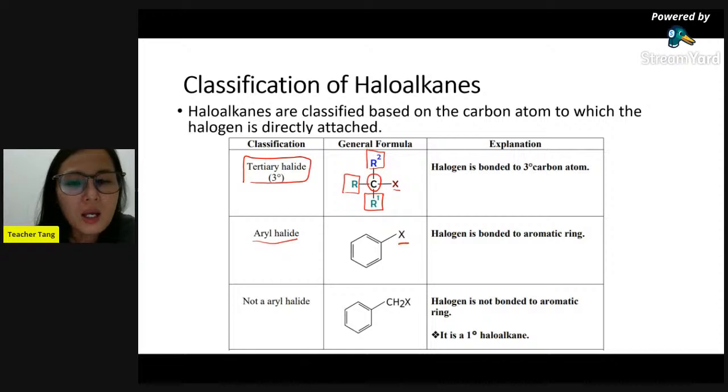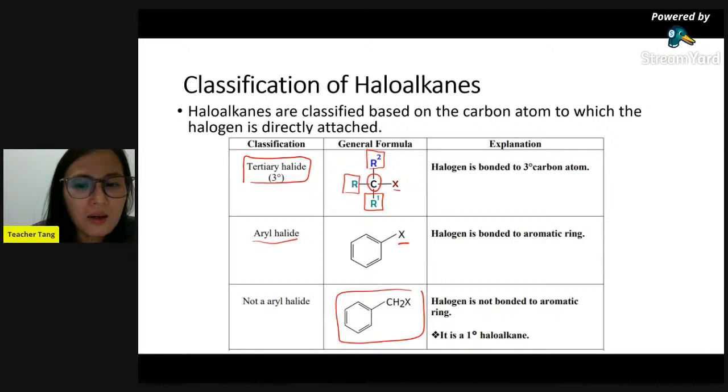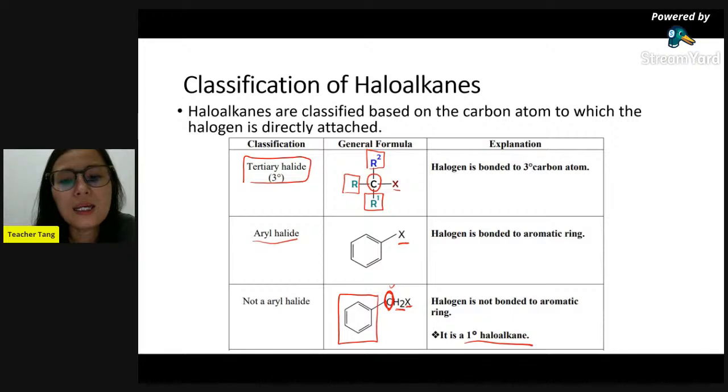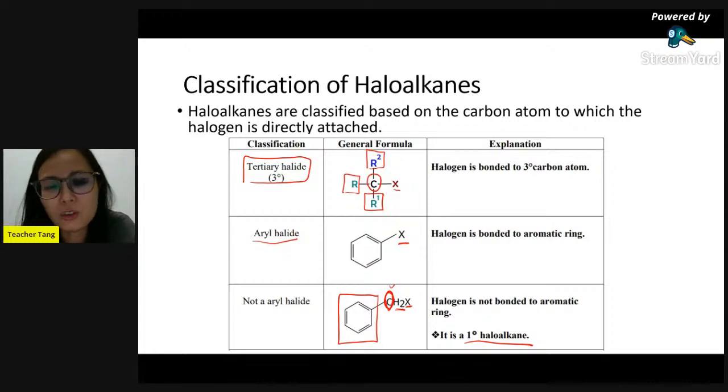However, look at this. This is not a real aryl halide. Where is your reference carbon? This is the carbon bonded to the halogen. This carbon has 2 hydrogen around it, meaning it has 1 alkyl group, so it is actually a primary haloalkane. It is because the halogen is not directly bonded to the aromatic ring, so it is not a real aryl halide.